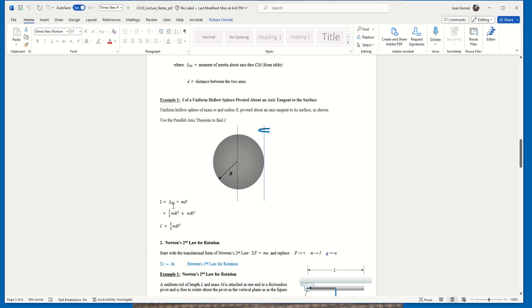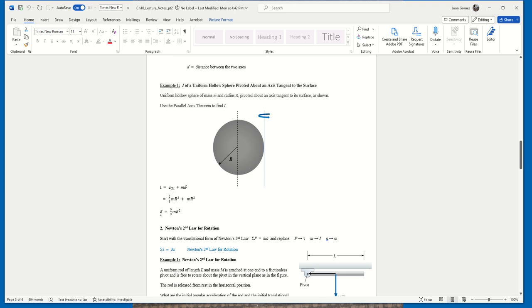So the ICM plus md squared is going to equal 2/3 mr squared plus mr squared, because d is just large r. Well, nothing complicated. 2/3 plus 1, or 3/3, gives you 5/3. So the moment of inertia, if this uniform hollow sphere is pivoted such that it rotates about an axis tangent to its surface, the moment of inertia is 5/3 mr squared.